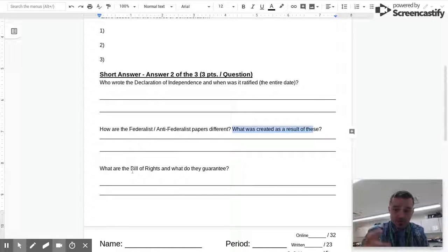Speaking of which, what are the Bill of Rights? The first 10 amendments, and they guarantee basic freedoms for all Americans. They guarantee basic freedoms, not natural rights. Natural rights are guaranteed in the Declaration: life, liberty, pursuit of happiness. The Bill of Rights guarantees basic freedoms.